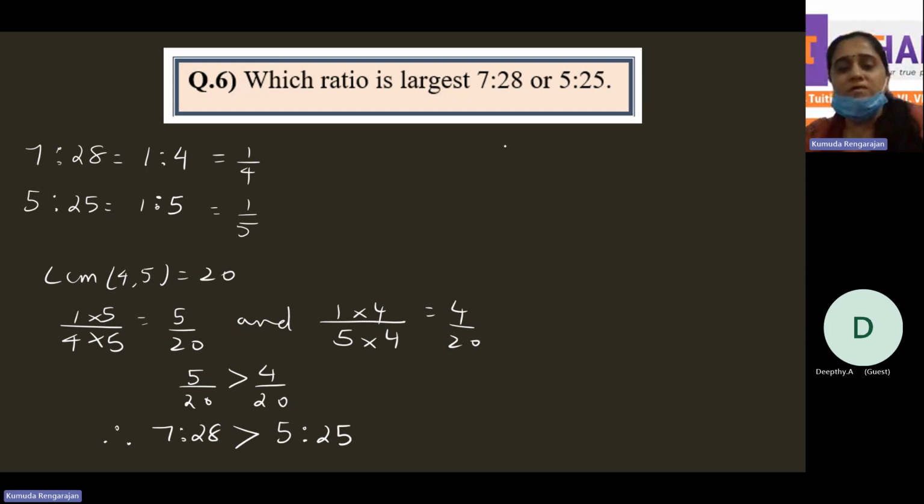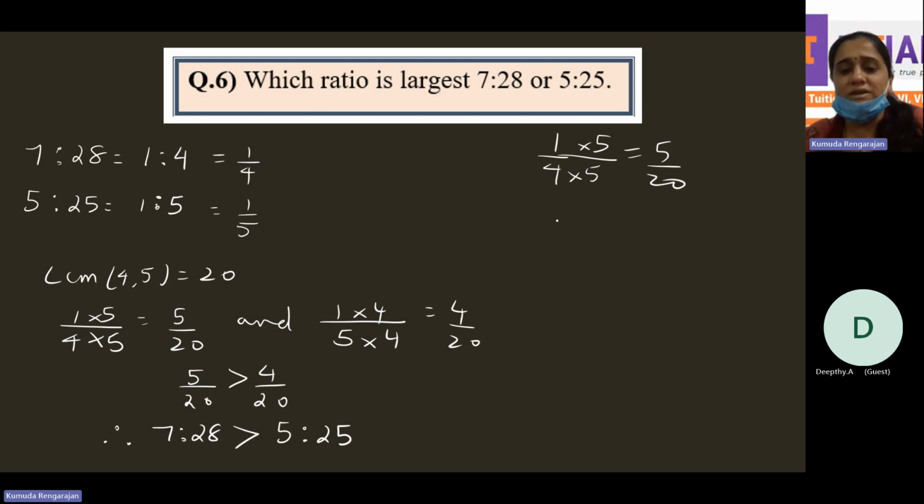See, you have the fraction 1 by 4 with denominator 4. But the required or the desired denominator is the LCM, which is 20. Then how will 4 become 20 into 5? So do the same thing in the numerator, and that gives you 5 by 20.